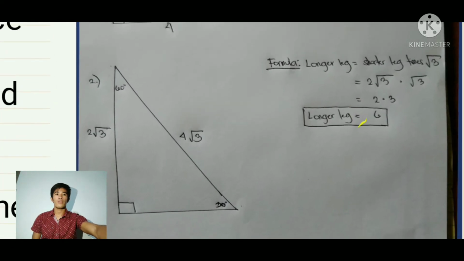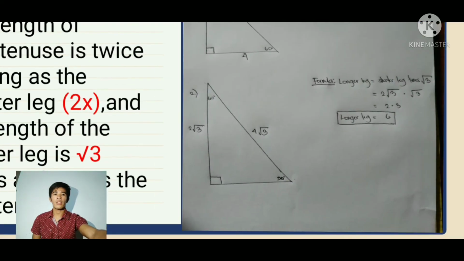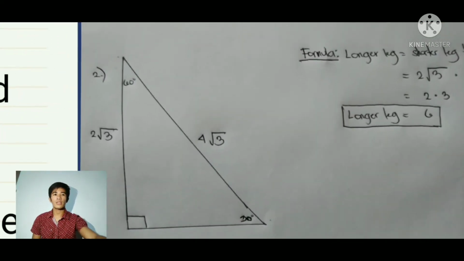Next example. For the next example, as you can see, first, we'll find the location of the shorter leg. So, where is the 30 degrees? So, here. As you can see, here is the 30 degrees. So, the opposite of 30 degrees is 2 square root of 3. So, that will be our shorter leg.